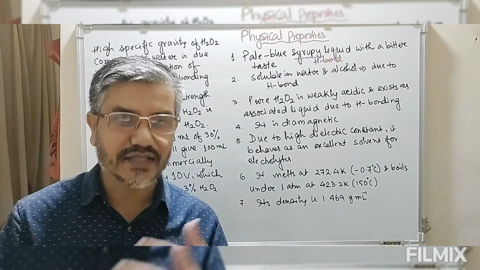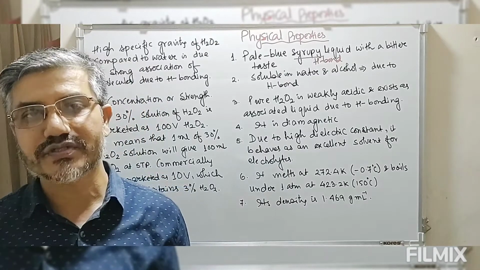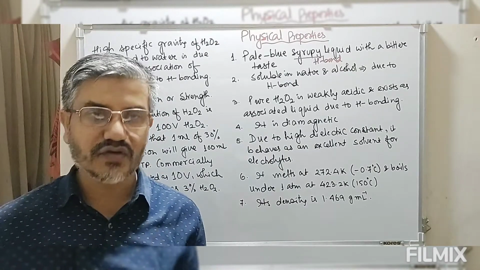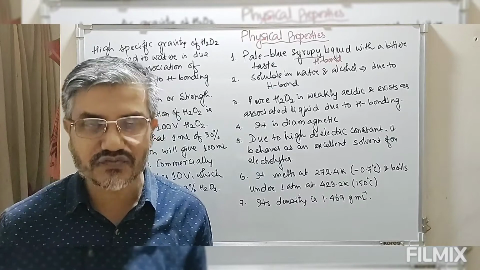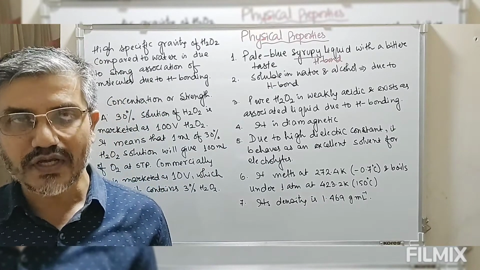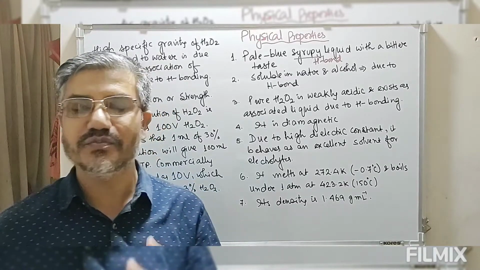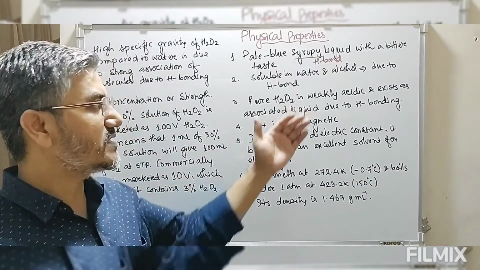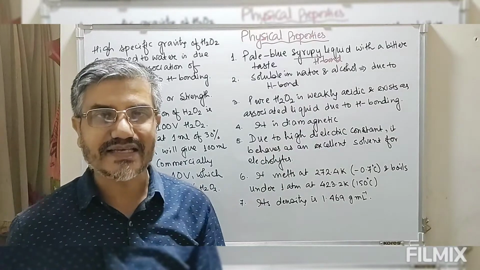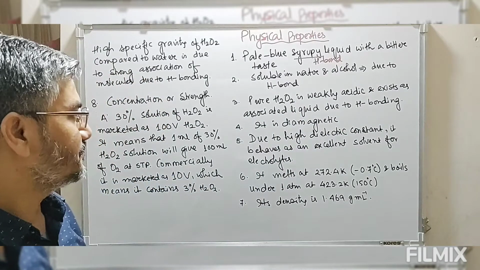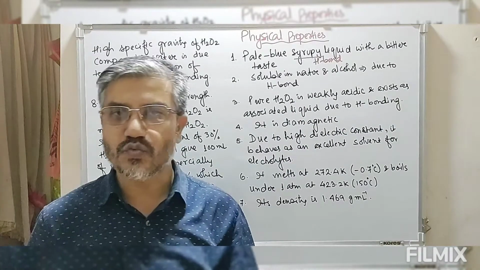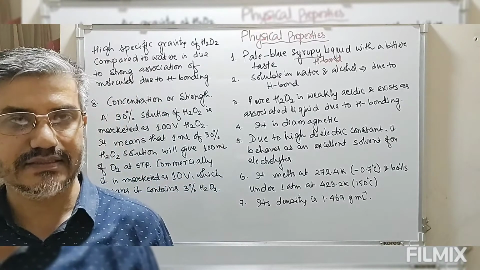Similarly, hydrogen peroxide, if we take a pure sample, is also very weakly acidic, which means the extent of dissociation will be extremely small. So the quantity of H plus ions produced from hydrogen peroxide will be extremely small, and hence we said this is weakly acidic in nature.